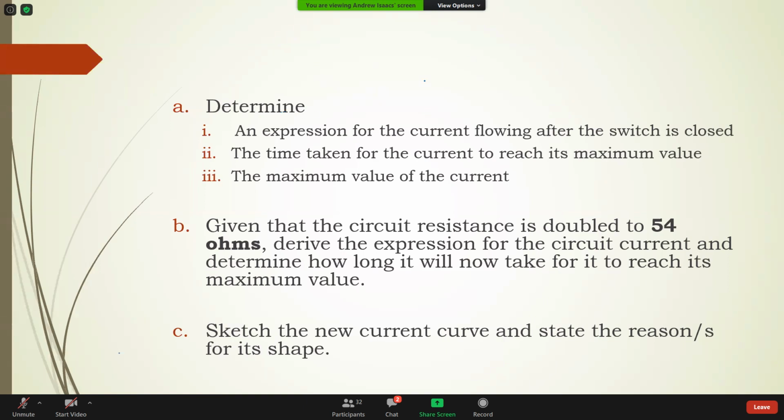So let's see if we can go through this together. First, I want you to determine the expression for the current. What's the first thing that we need to do? Find alpha and omega. So quickly find alpha and omega for me, please.